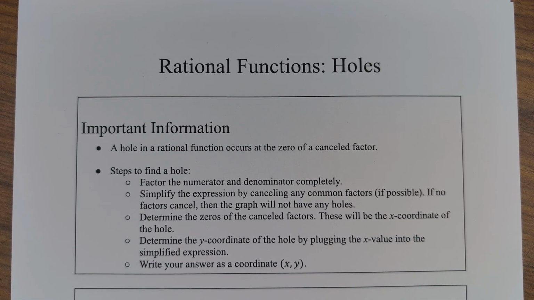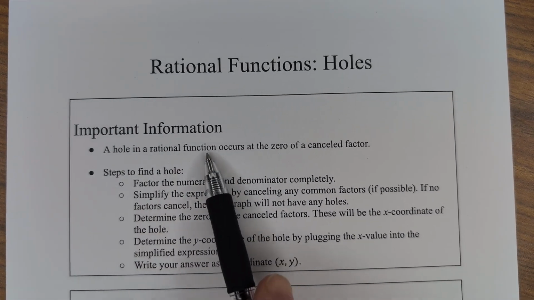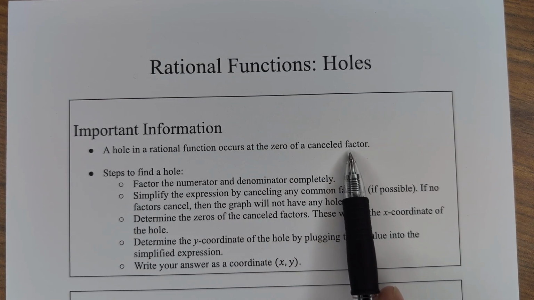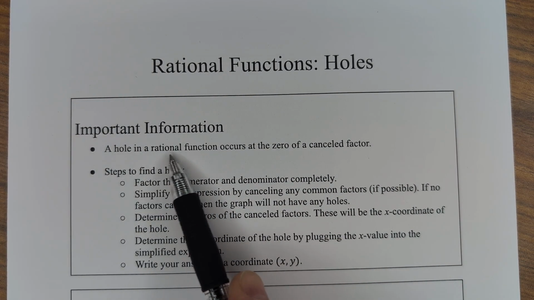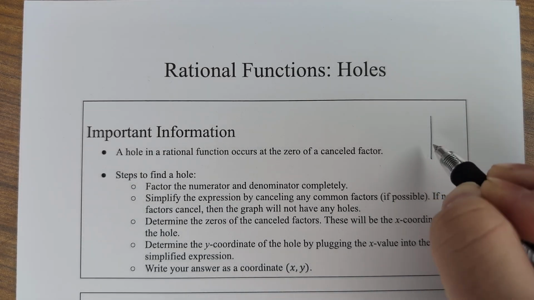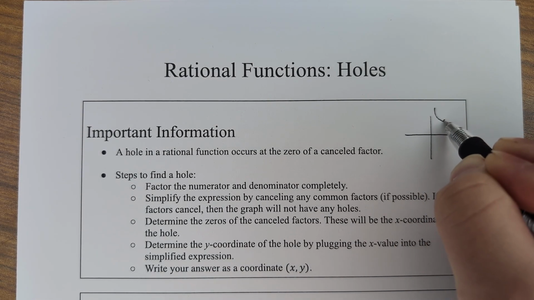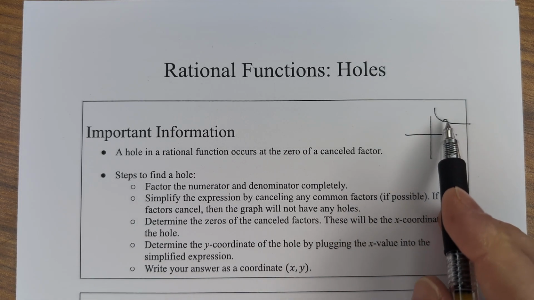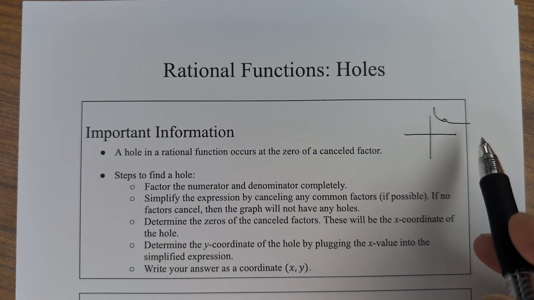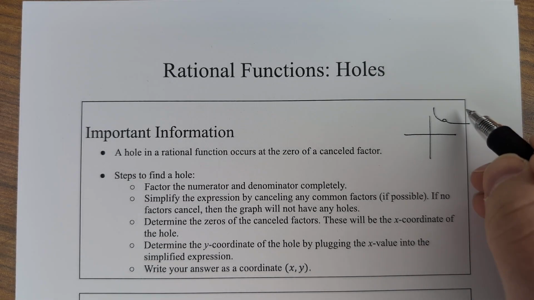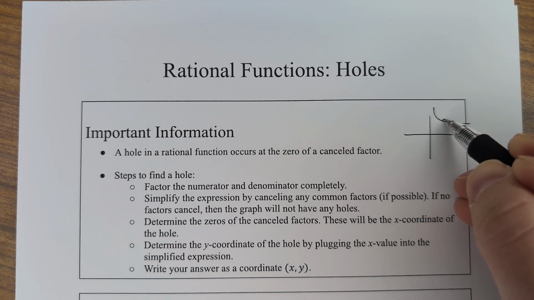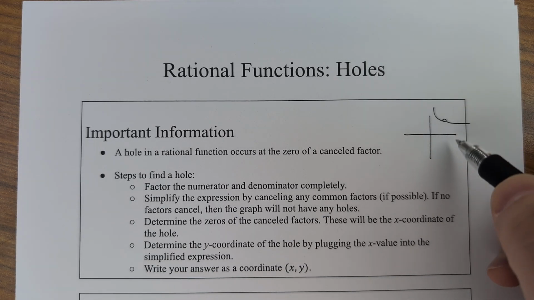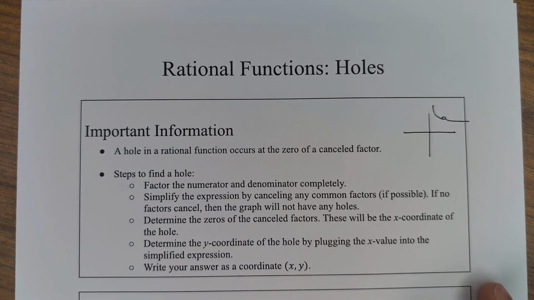All right, so here are the notes for rational functions holes. A hole in a rational function occurs at the zero of a canceled factor. It's referred to as a hole because on the graph, you denote it with an open circle. It happens for the canceled factor because when you cancel something out, you're removing a value from the equation. So when I cancel something out, it's going to leave a gap in the graph that no longer has an x value that goes with it, because that's the x value that I canceled out.